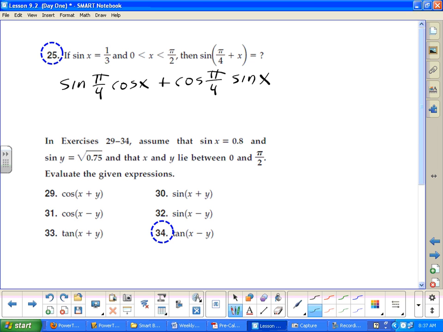But what about the cosine of x and sine of x? They tell us what sine of x is. Okay, that's great. That's 1/3. So I can put 1/3 here. But I don't know what cosine of x is, do I? Can I figure it out? The point is I can, because I have a triangle in the first quadrant. If sine is 1/3, the opposite is 1. The hypotenuse is 3. And then the adjacent side would be what?